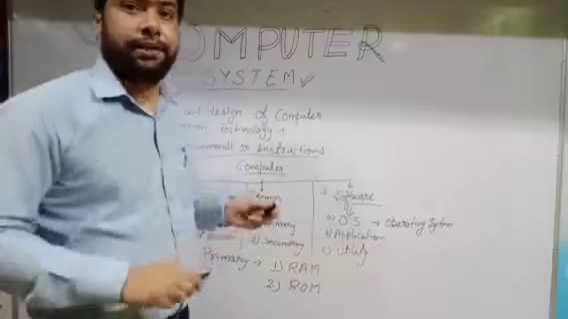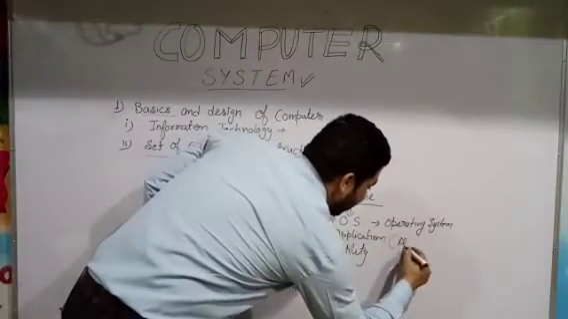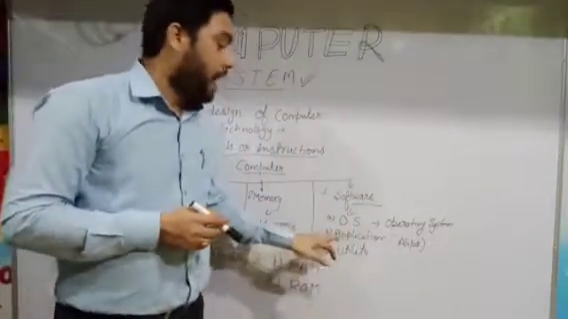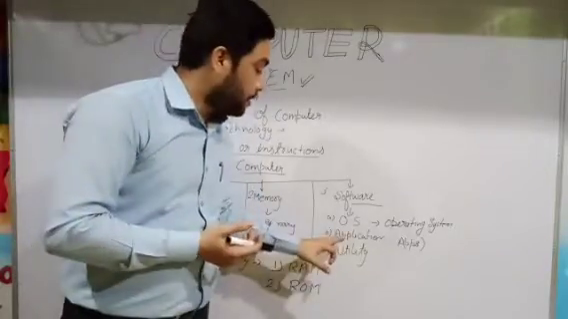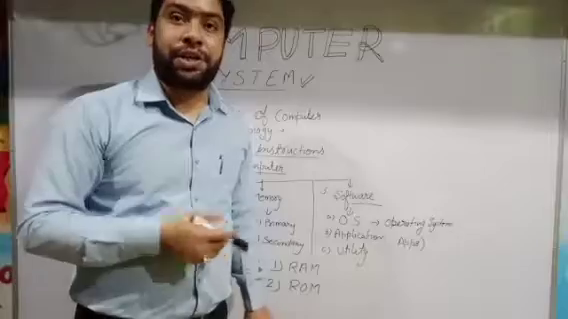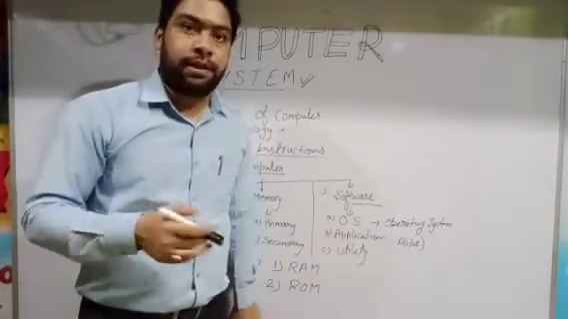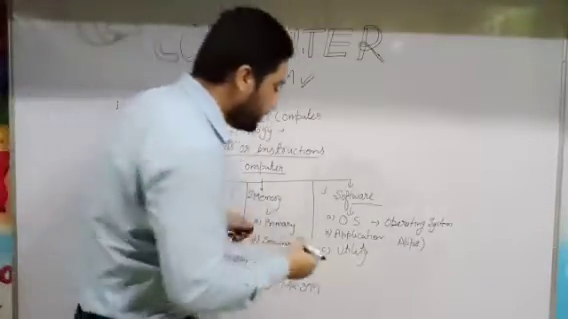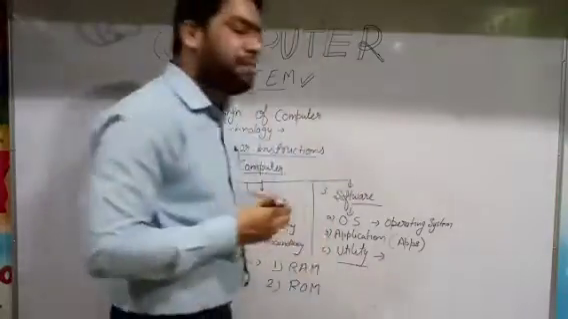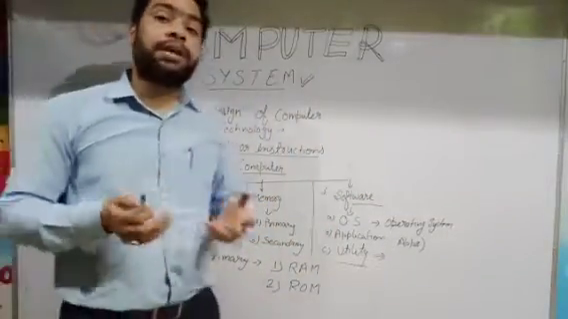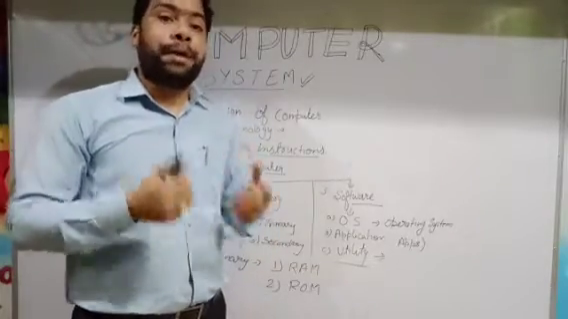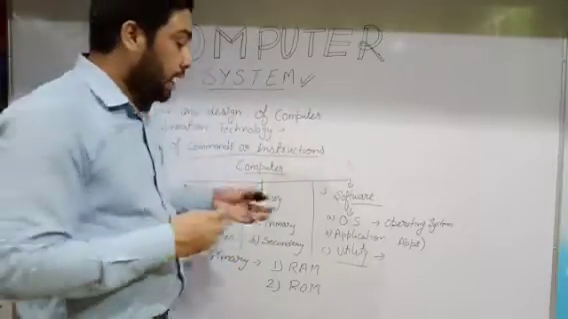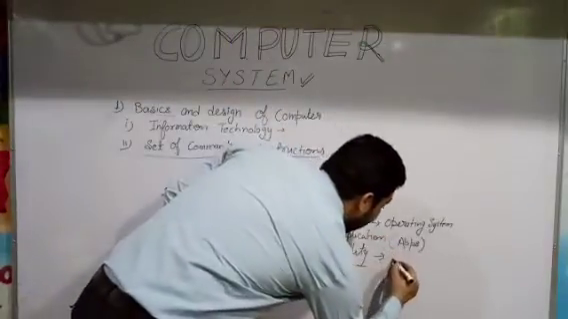The second one is application software, which these days we also call apps. Application software is the kind of software through which we do the work we want to do, like MS Word, MS Excel, PowerPoint, etc. The third one is utility. What is utility? Utility means how to use a system or device very easily and peacefully. Let me explain one example: antivirus.